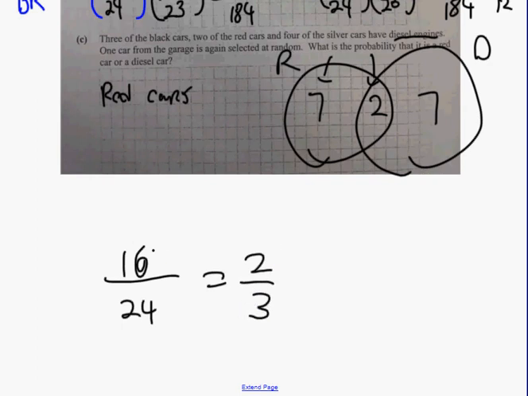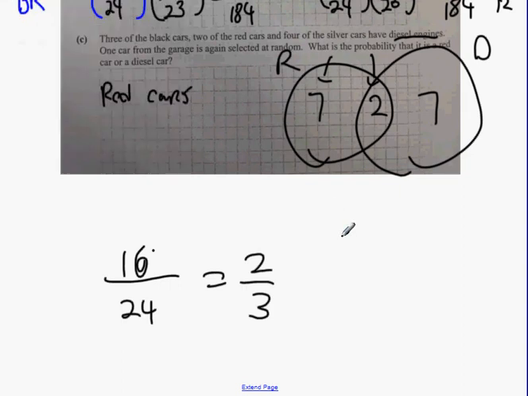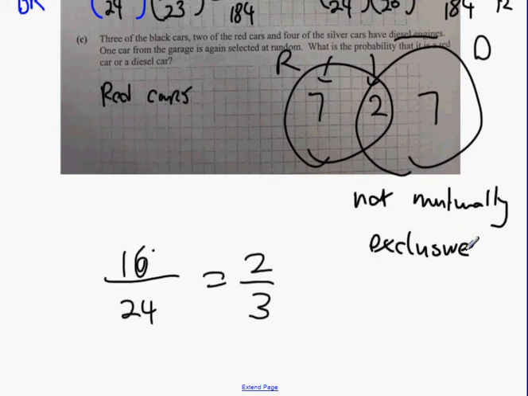Who got that one? I think Paddy, you got that one, did you? Lads, because a car can be both red and diesel, these events are not mutually exclusive. Mutually exclusive means you can't be both.